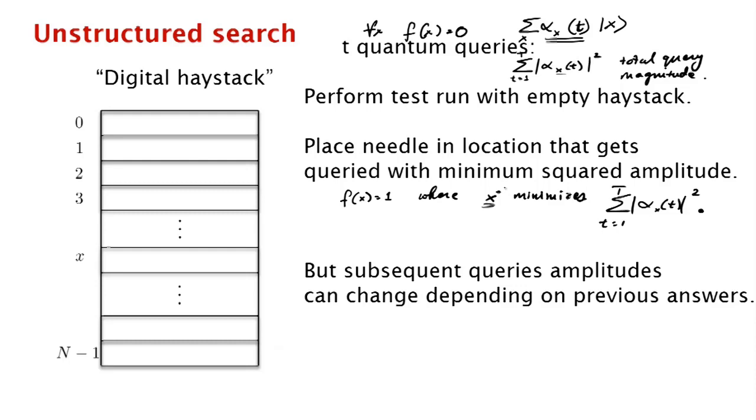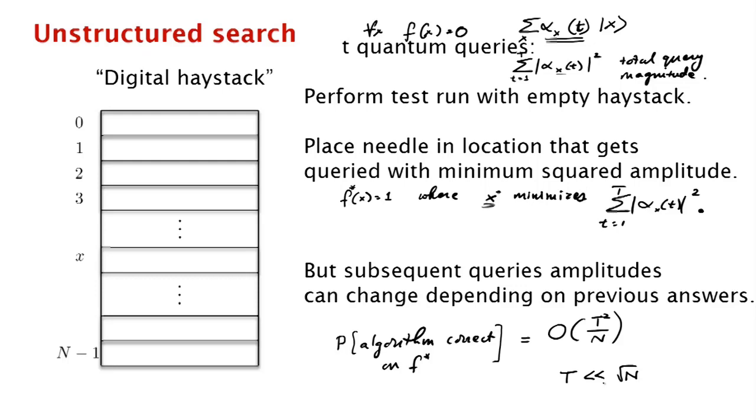What we'll actually show is that the probability that the algorithm gives the correct answer on f star is big O of t squared over n. So it's the number of steps squared over n. Now if t is much smaller than square root of n, then the probability of being correct is very small. And so that proves the lower bound. That says any algorithm that's correct with high probability must take about square root of n steps. So how do we argue this?